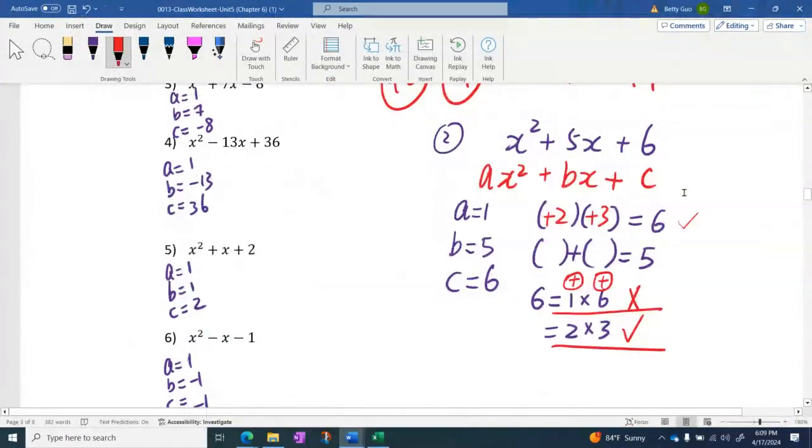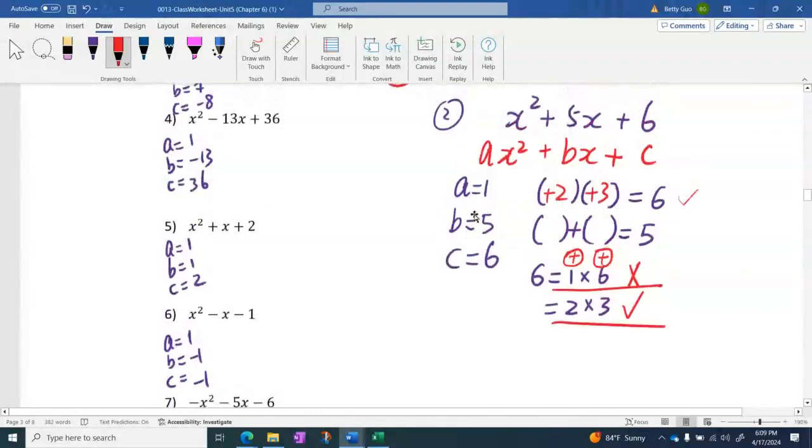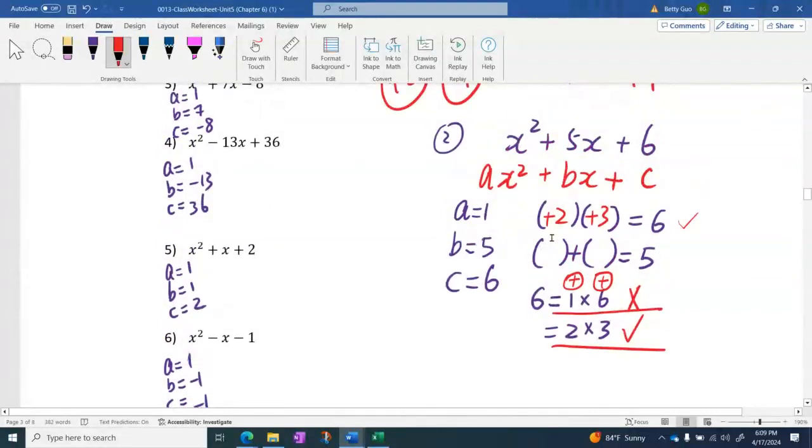So the two integers are 2 and 3. Let me repeat what happened here. We identify this polynomial is a quadratic trinomial. Degree is 2, 3 terms, quadratic trinomial, and leading coefficient is 1. Coefficient of x is 5. The value of b is 5. Constant is 6. The value of c is 6.